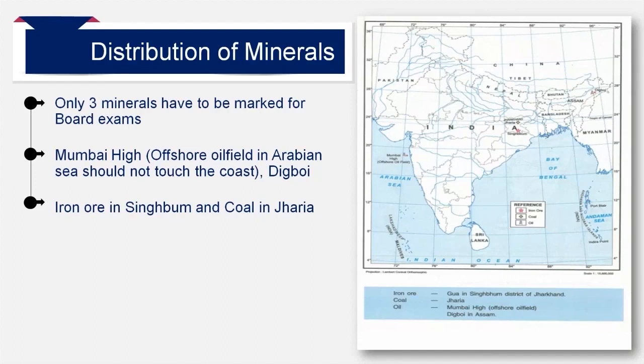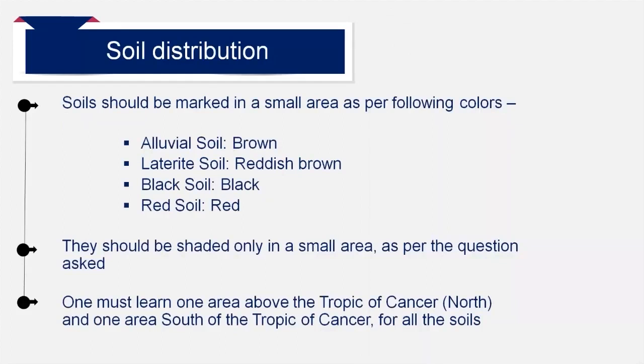As you can see, Jharkhand coal field is right in front of tributary of Damodar near the Tropic of Cancer. Directly below is Singhbhum. Mumbai High is shown in Arabian Sea. It should not touch the coast. Digboi is in Assam.